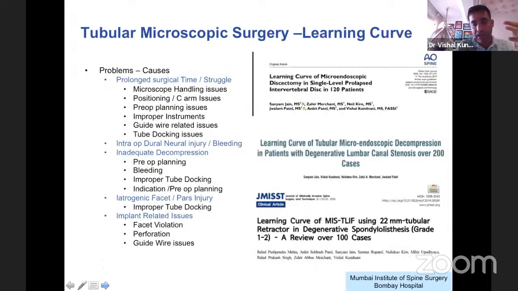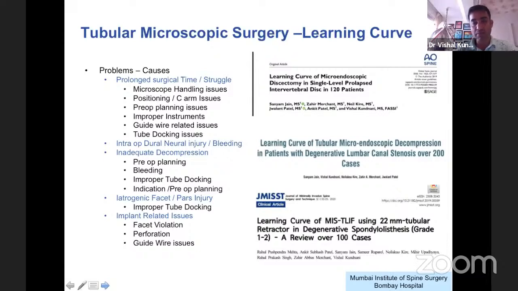In our series of publications, we have been able to dissect why these things happen. Why does a surgeon go through a prolonged surgical time? What is the struggle? What makes the surgical time prolonged? And what are the other causes of inadequate decompression, bleeding, or neural injury? We were able to locate from our own learning curves that the microscope is one of the factors which leads not only to increased surgical time, but also to positioning of the C-arm, getting the true AP and true lateral images, and sometimes preoperative planning issues. So there are various causes. If you dissect them out, these are the things which could have led to increased surgical time, inadequate decompression, iatrogenic injury or implant-related issues.